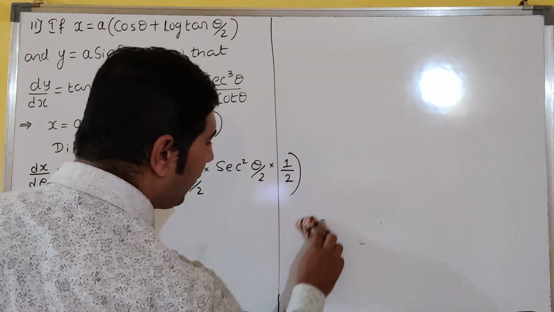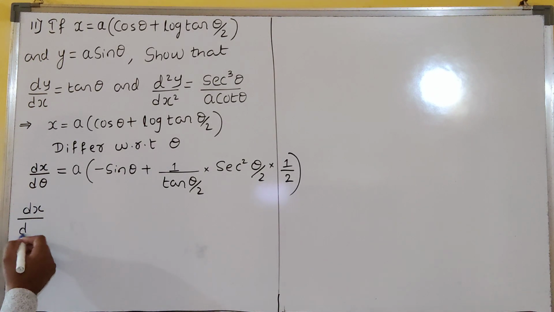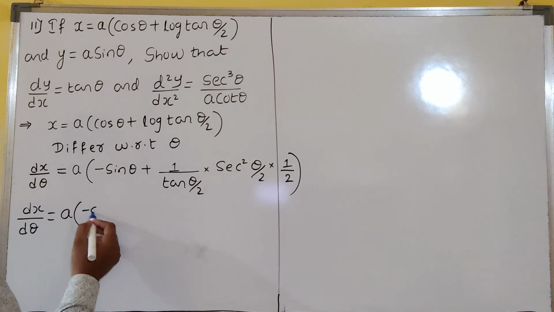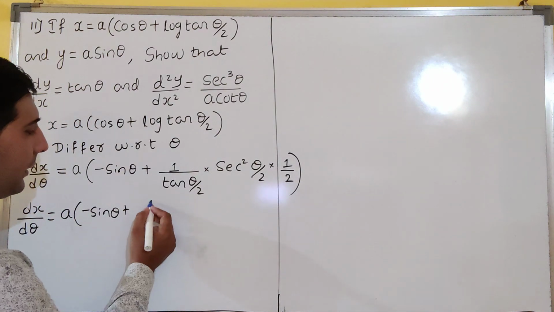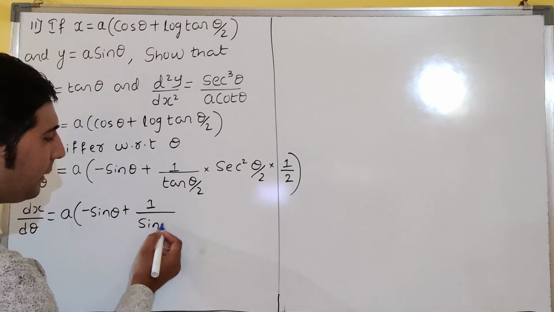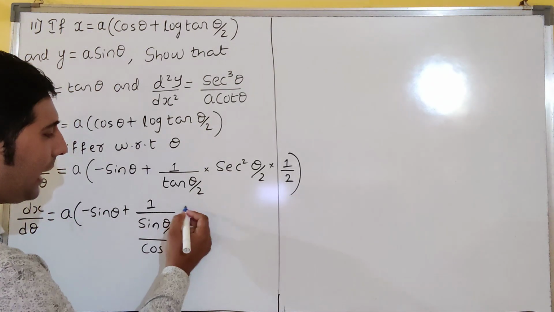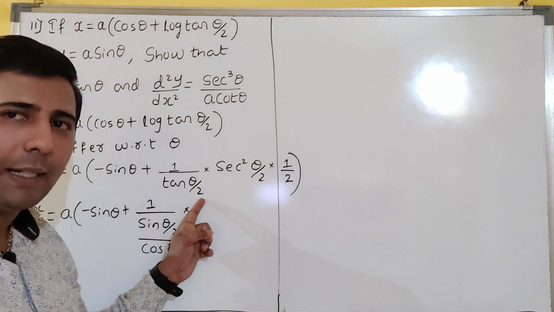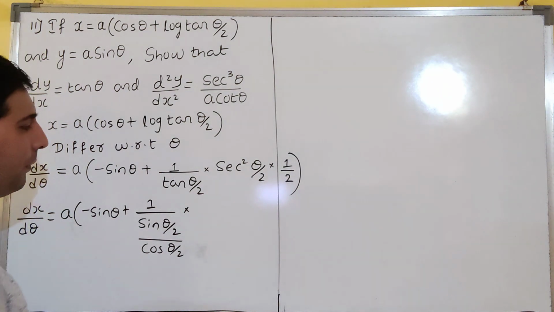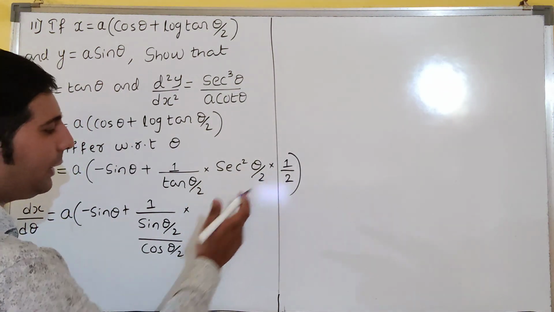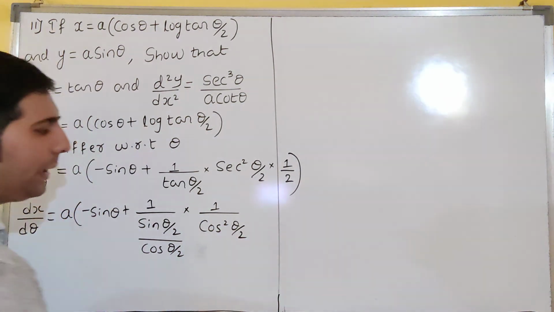So I will erase this one, this is not required. So now see, dx by d theta is a into minus sin theta plus tan theta by 2, how can I write, dear students? Do you remember? In 10th class you have learned. Sin theta by 2, cos theta by 2 is nothing but what? Tan theta by 2, or not? Tan theta by 2 I can write as sin theta by 2 divided by cos theta by 2. So into sec square theta by 2, I can write it as 1 divided by cos square theta by 2. Will you agree?